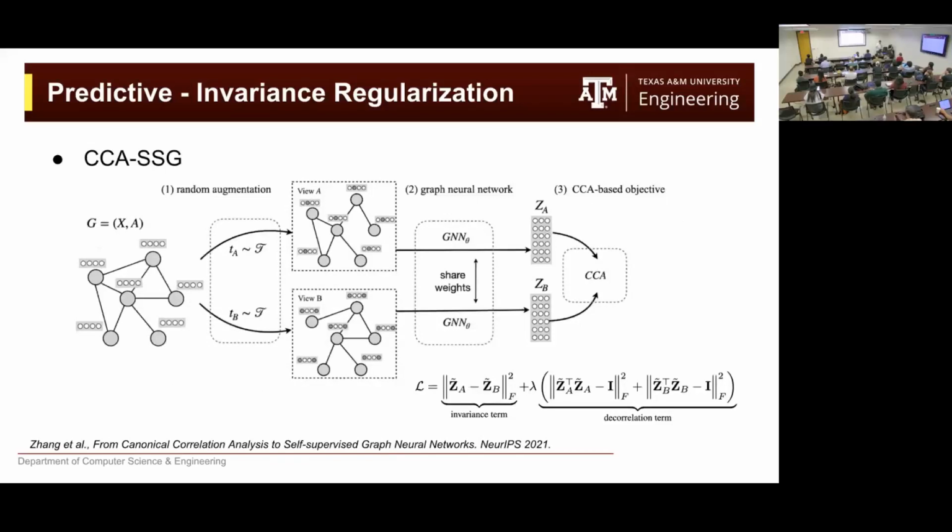And there are some other invariance regularization methods, another one is called Canonical Correlation Analysis. As you can see, their objective also includes an invariance term, which basically means that we want to minimize the difference between the representations of the two individual views. And also to avoid the trivial solution, they add a decorrelation term here. So basically, you want to reduce the redundancy of both representations ZA and ZB.